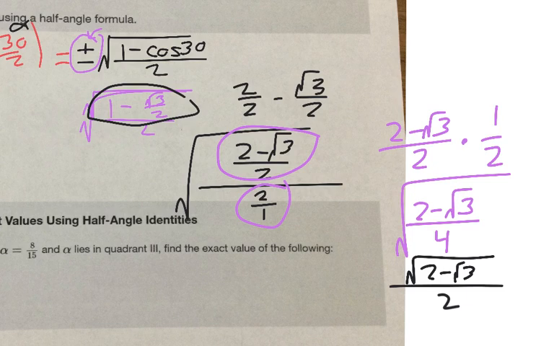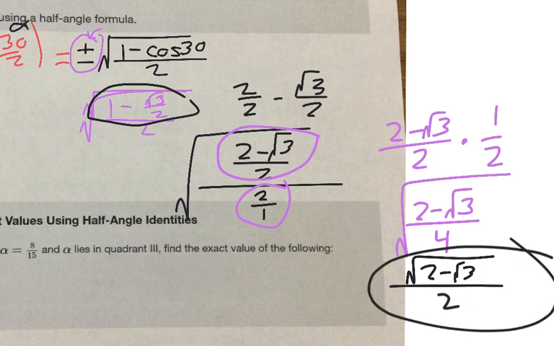Now, do I have a square root in the denominator? No, so it's rationalized. So this is radical 2 minus radical 3 all over 2. So you've got a radical inside a radical. Again, your calculators won't do that. Any questions on any part of that?